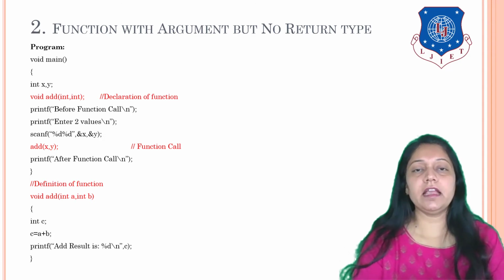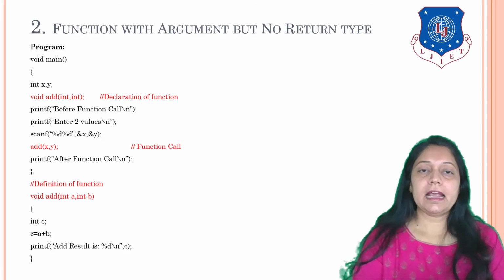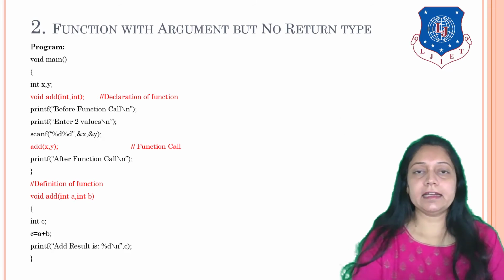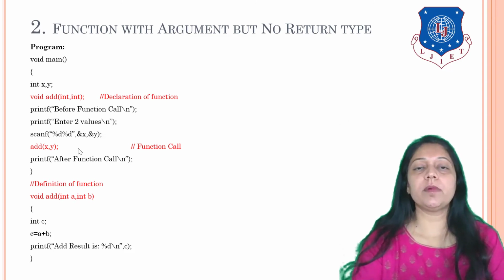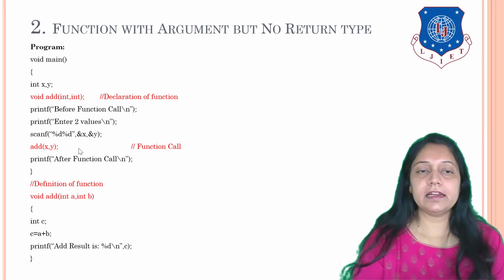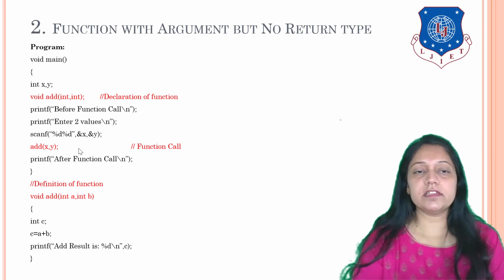So this is the way how you are going to declare or define the second category function, and remember the way how we call the second category of the function. That is, whenever you are calling the function, you need to pass the value. Either directly you can write add 5 comma 6 or you can store it in some variables and then pass it during the function call.